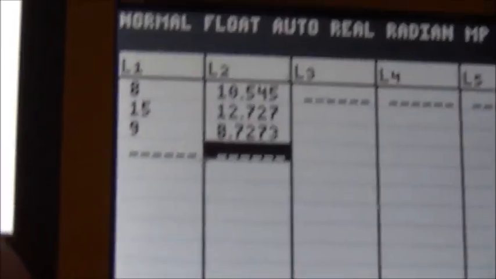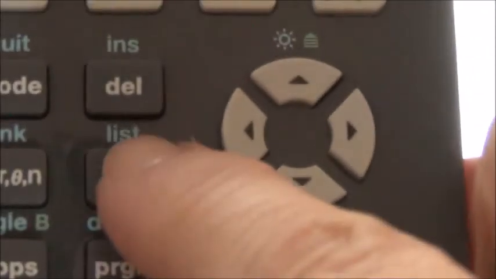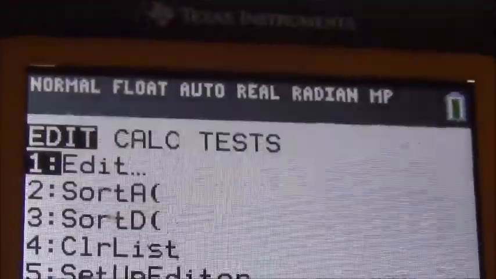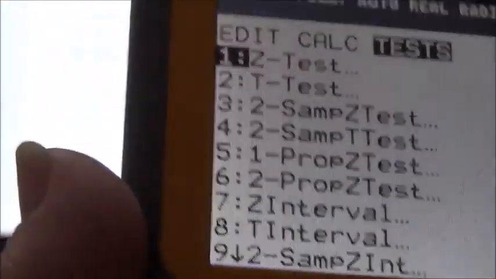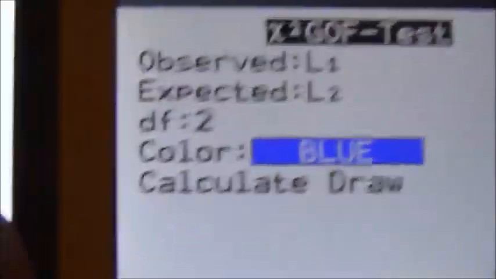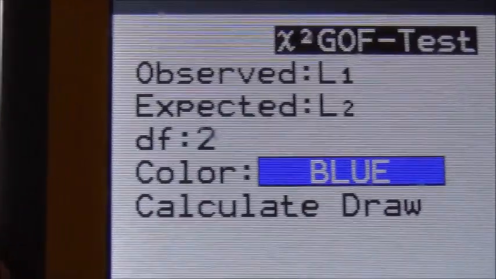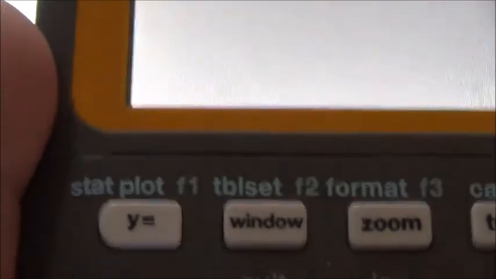So I'm going to hit stat, cursor over to tests, whoops, try that again, stat, cursor over to tests, and do alpha matrix D, alpha D, and observed in list 1, expected in list 2, 2 degrees of freedom, and calculate.